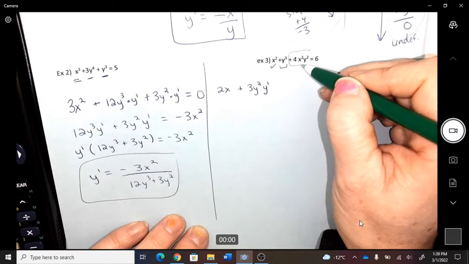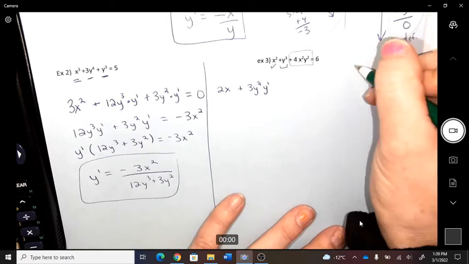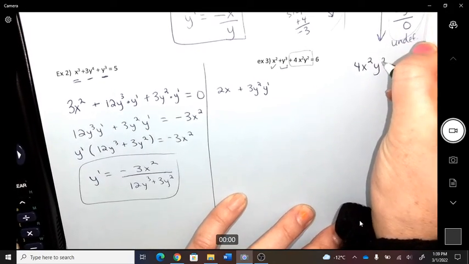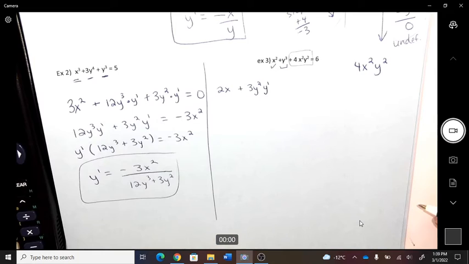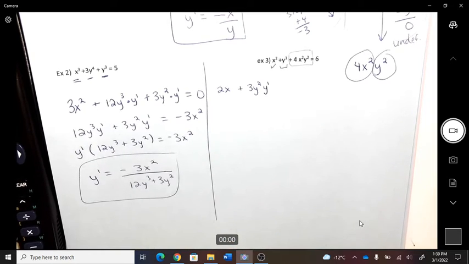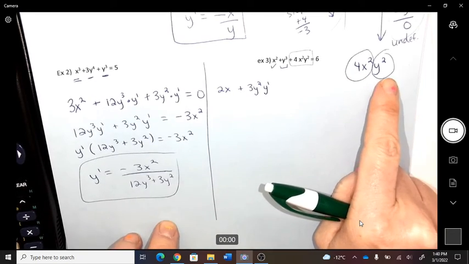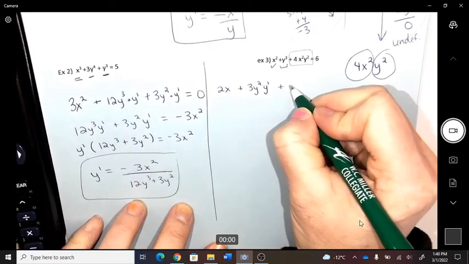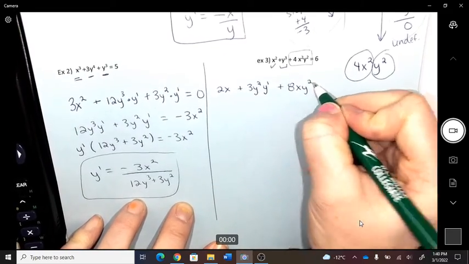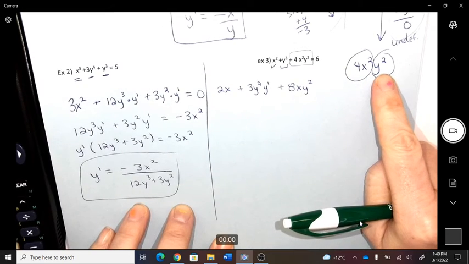Okay, now this is the part where we'll run into some problems. 4x squared y squared. We're going to have to treat it like a product. So this is what I'm going to group together. I'm going to think about that as the product of two things. Okay, you ready? Derive this, keep that. Derive that, keep that. Good?